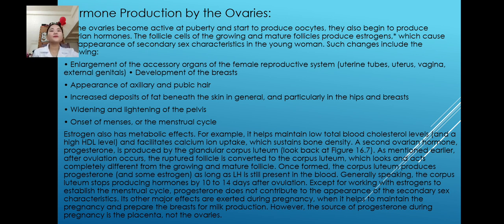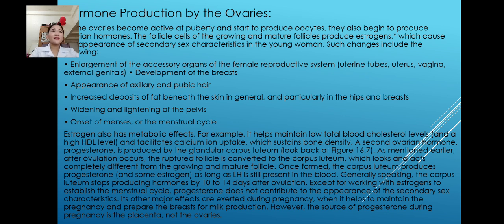So, the hormone production by the ovaries. As the ovaries become active at puberty and start to produce oocytes, they also begin to produce ovarian hormones. The follicle cells of growing and mature follicles produce estrogens, which cause the appearance of secondary sex characteristics in the young woman. Such changes include the following.